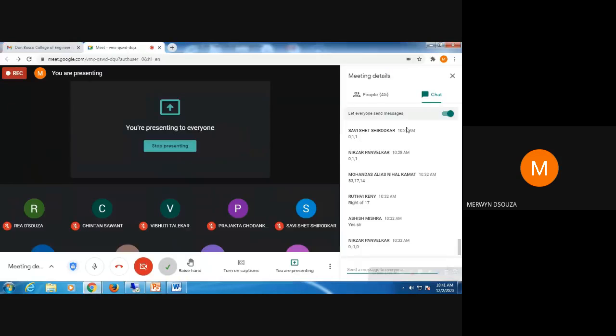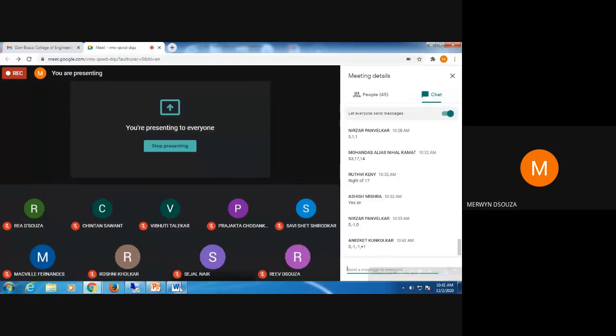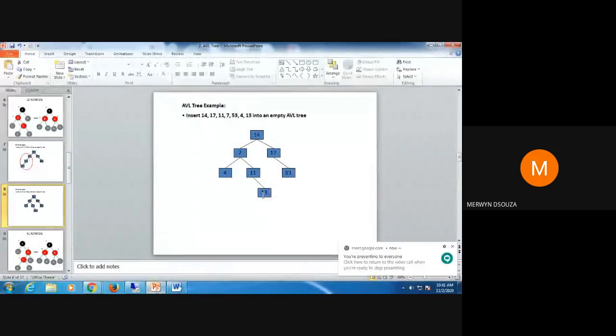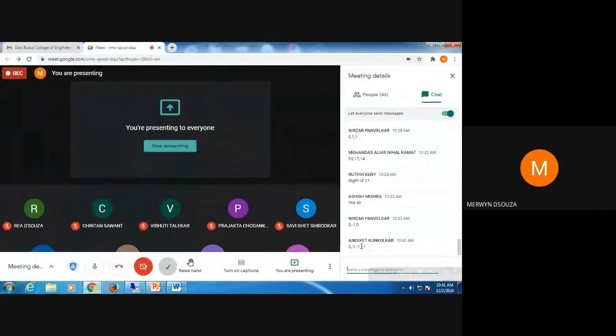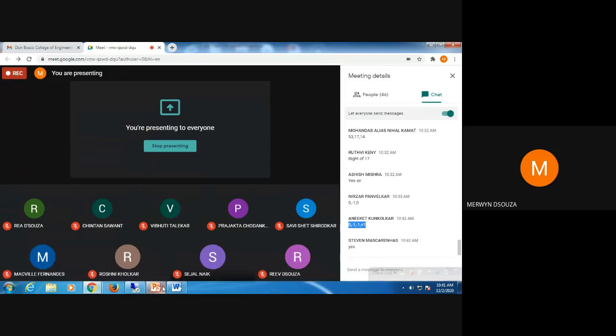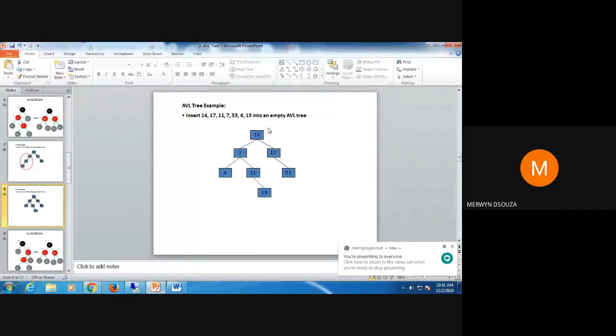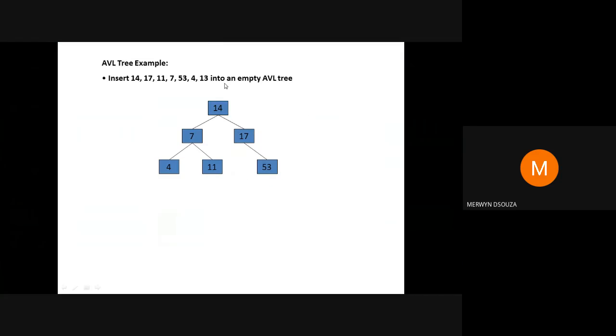13, what is the value that is coming? Balance factor for 13. So Aniket has already calculated 0, -1, -1, +1. Is that the same value everyone is getting? Okay. So when you calculate those values 0, -1, -1, +1, you will get the same values. So that means the tree is balanced. So you can proceed for the next. If there were any more insertions, you could have proceeded for more insertions.